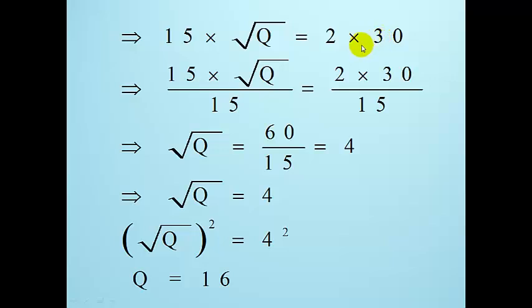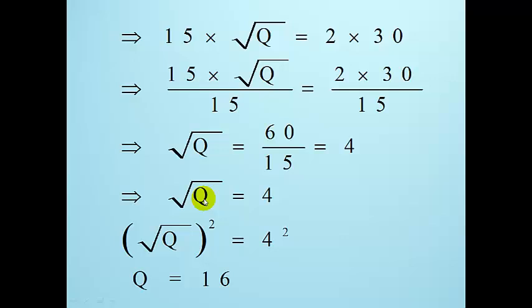Now, because we are solving for Q, we first divide both sides by 15. So we divide the left hand side by 15 and we divide the right hand side also by 15. Now when we divide the left hand side by 15, 15 will cancel 15. So we are left with the root of Q on the left hand side. 2 times 30 is equal to 60. So we have 60 divided by 15, and 60 divided by 15 is equal to 4. That is, 15 goes into 60 4 times. So root Q is equal to 4.